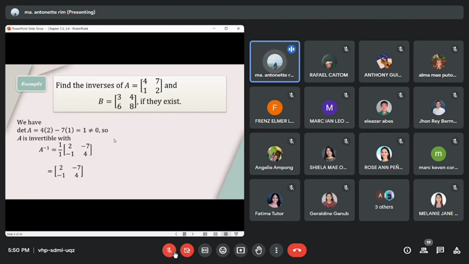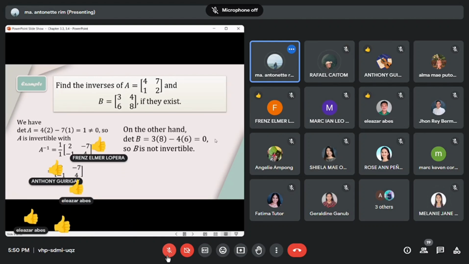Okay, what about the inverse of matrix B? Does it have an inverse or not? Okay, it has no inverse because our determinant is equal to 0. So 3 times 8 equals 24 minus 4 times 6 equals 24. So 24 minus 24 is equal to 0. So B is not invertible. Okay, do you understand? Okay, thank you so much. I can see it from your reactions.